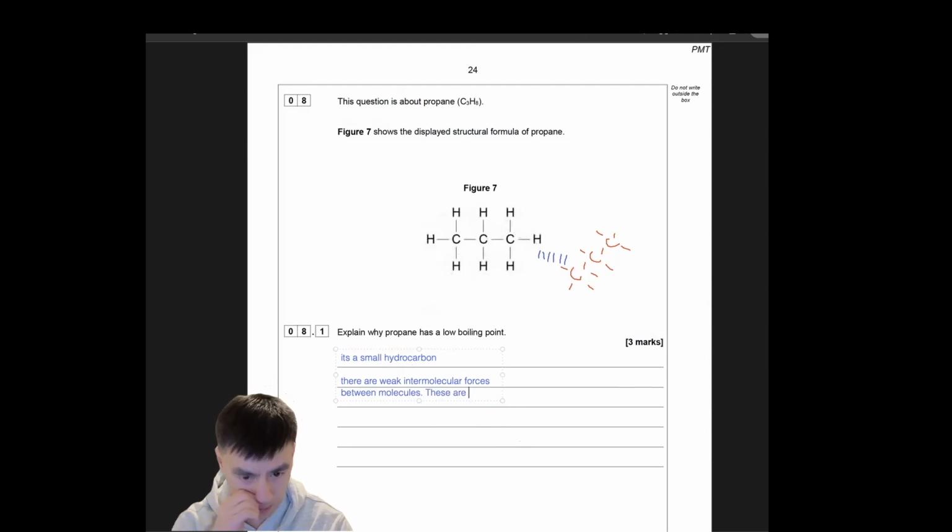These are easily overcome. Therefore, propane has a low boiling point.